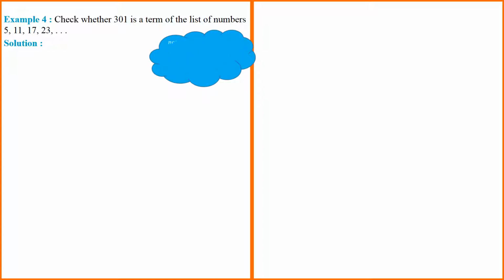Now check whether 301 is a term of the list of numbers 5, 11, 17, 23. I believe that this is in the form of an arithmetic progression because 6 is added successively, so the value of d remains 6.